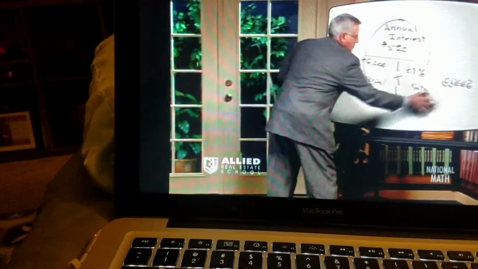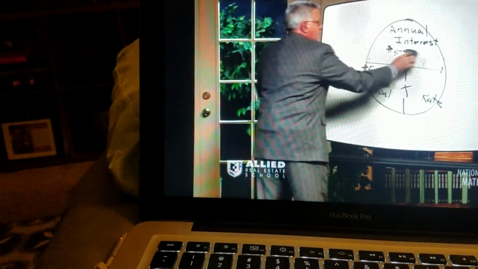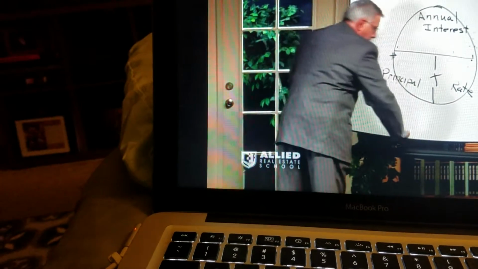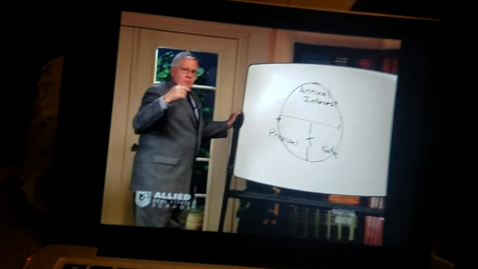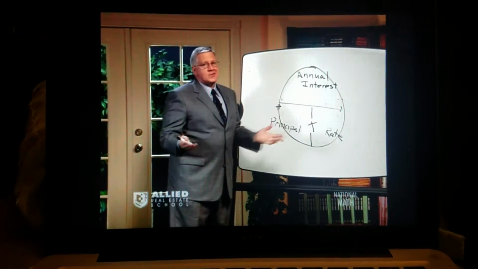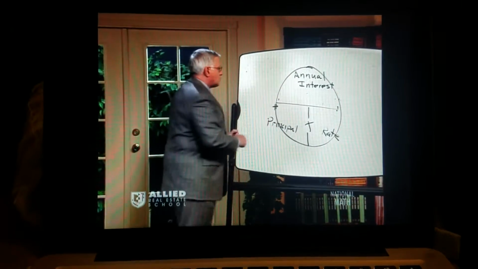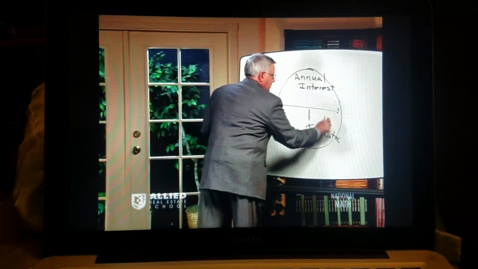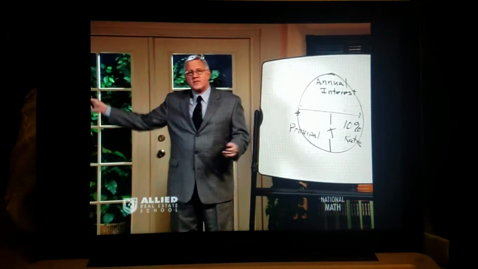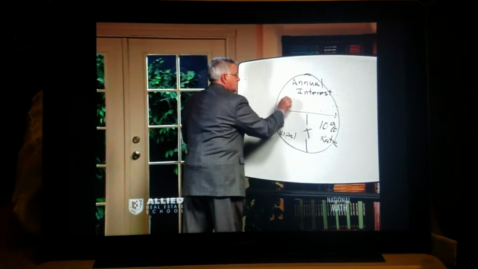So let's take a look at that. I think I'll use this same circle here. If you'll let me, I'll erase some of this stuff. Okay. Remember, we said the problem has to give you 2 parts of the circle in order to complete it. Well, it gave us an interest rate, right? 10%, so we can put 10% in here. And then it told us 1 month's interest is $50. So we can put $50 in the top here.